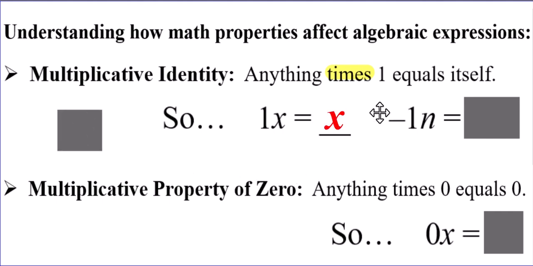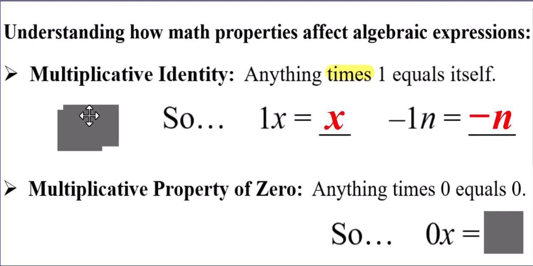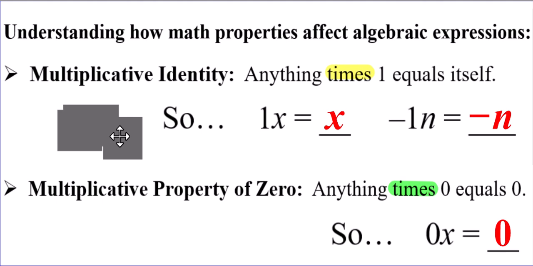Fill in the blank. N times negative 1 is kind of like multiplying by 1, except it's negative. So instead of just saying n, we would say negative n. Now, what if there's a 0? The multiplicative property of 0 says anything times 0 equals 0. And it just so happens 0x means times-ing by 0. So x times 0 gives you 0.